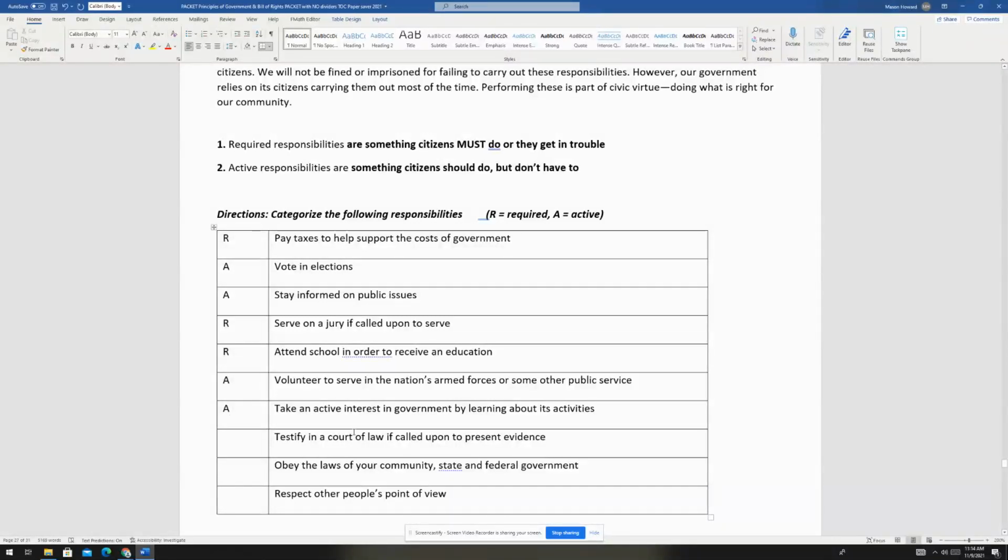Testify in a court of law if called upon to present evidence. That is required. You have to, if you are called upon to testify, you have to do that. That's called like a subpoena. Obey the laws of your community, state, and federal government.